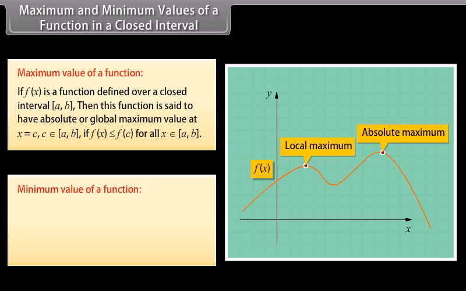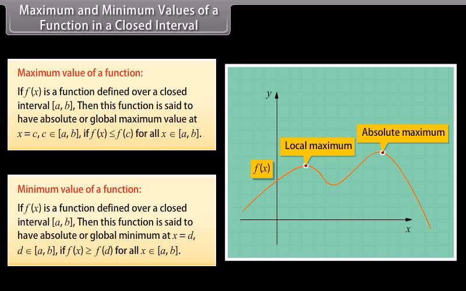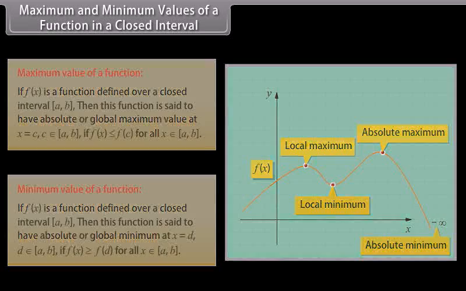Minimum value of a function. If f(x) is a function defined over a closed interval [a, b], then this function is said to have a minimum at x = d, d belongs to [a, b], if f(x) ≥ f(d) for all x belongs to [a, b].